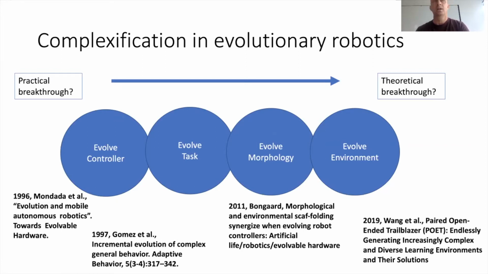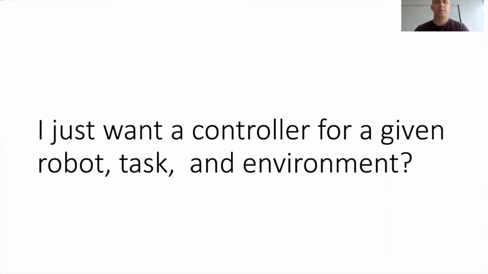So of course this theoretical work has high value. It's important, but maybe sometimes it's not addressing the original problem of trying to control real physical robots. What if I just want a controller for a given robot, task and environment? I have a robot in my hand. I know what I want to do with it, and it has to be on this hospital floor. I'm not sure many of our modern approaches help us so much here.